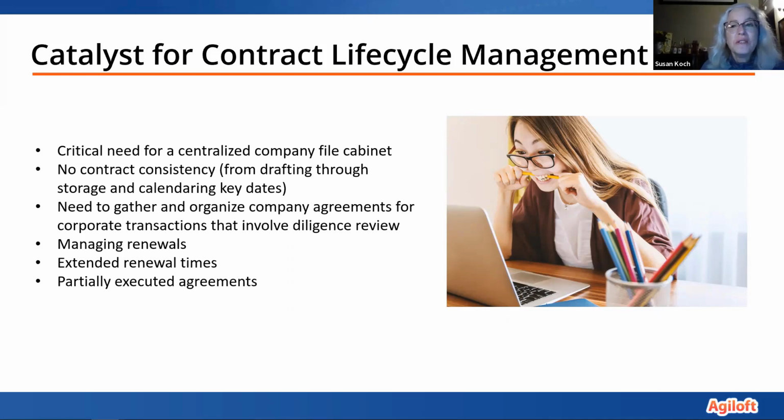There was no consistency in how the contracts were drafted. They used different forms, different storage methods, different calendaring, if calendaring was even done. So we needed to organize all the documents. We also had some corporate transactions that required diligence. I mentioned the Young's Market RNDC transaction.